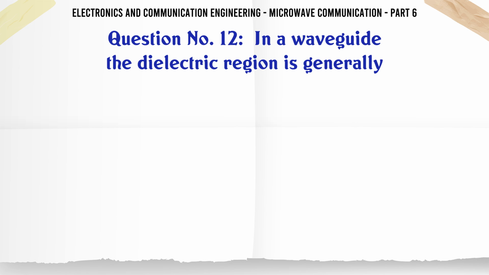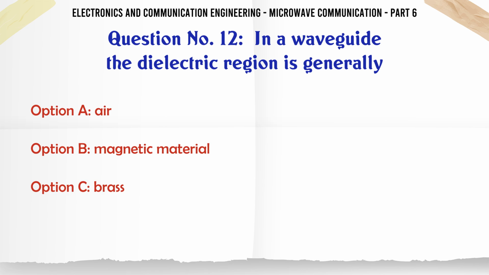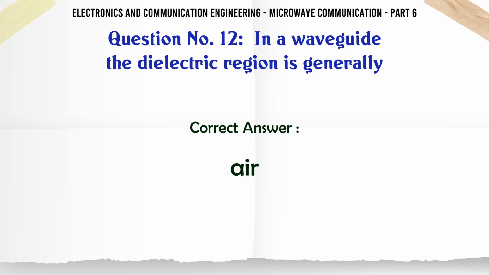In a waveguide, the dielectric region is generally A. Air, B. Magnetic material, C. Brass, D. Mica. The correct answer is air.